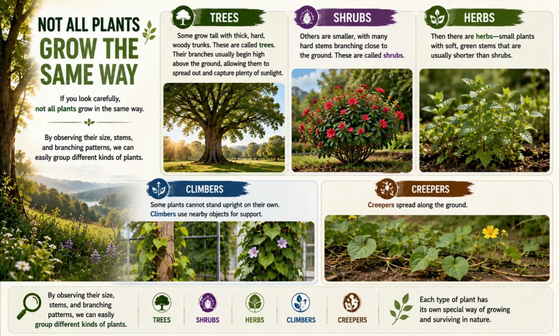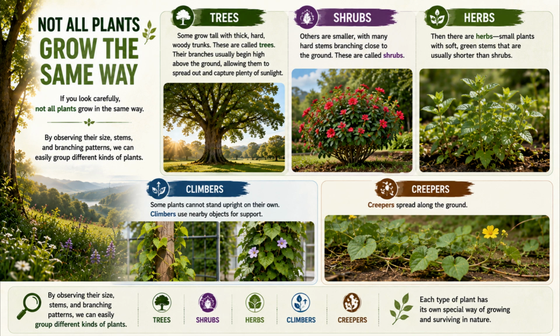If you look carefully, not all plants grow in the same way. Some grow tall with thick, hard, woody trunks. These are called trees. Their branches usually begin high above the ground, allowing them to spread out and capture plenty of sunlight. Others are smaller, with many hard stems branching close to the ground. These are called shrubs. Then there are herbs.